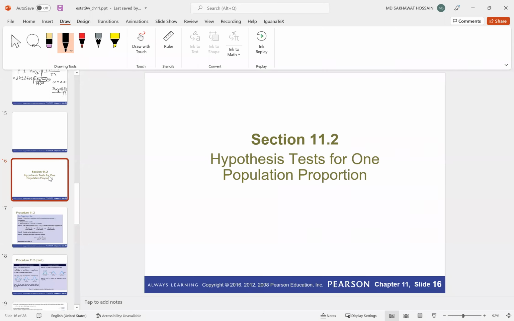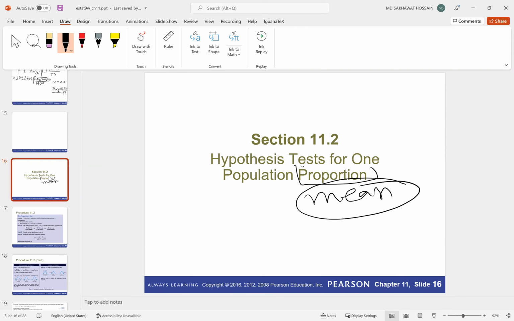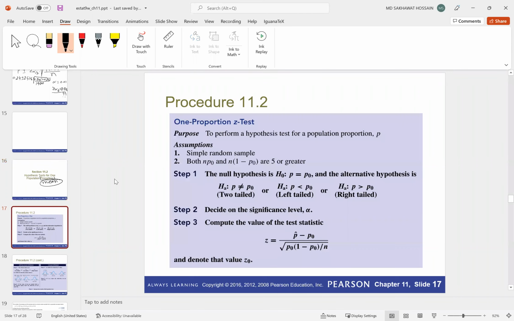So this is about hypothesis test for one population proportion. See, you already know the hypothesis test for one population mean, and you also know two population means, but you do not know how to perform the hypothesis test for one population proportion. So in this section, we'll discuss this. So, one proportion z test, and the purpose is to perform a hypothesis test for a population proportion P.